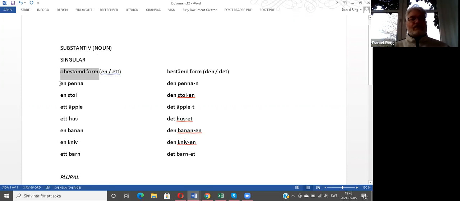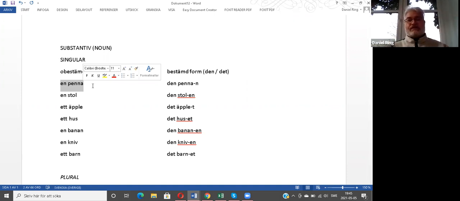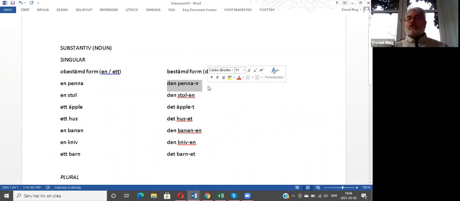Let's say you want to borrow a pen from a colleague. Kan jag få låna en penna? It doesn't matter if the pen is red or blue or green, you just want a pen. And of course, then your colleague will ask, do you want the red one or the blue one? And then you can make your mind up and say, jag vill ha den penna, using your index finger, den penna. You have made your mind up.